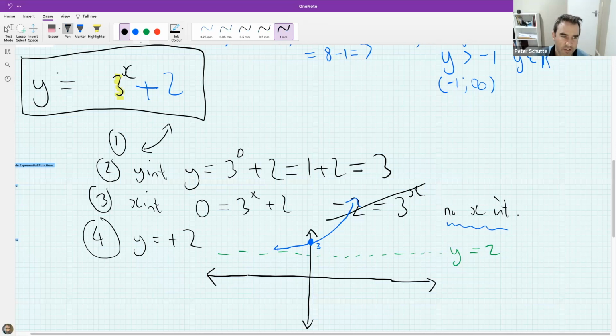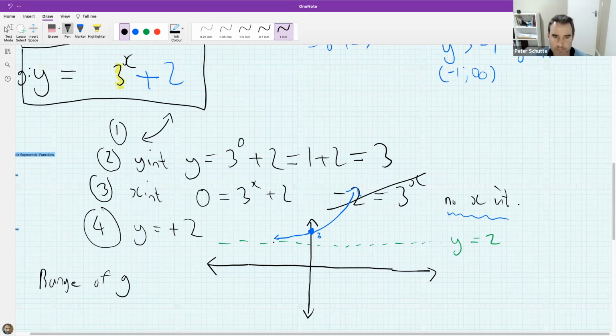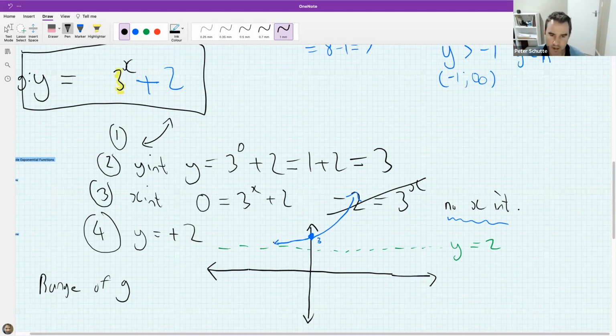I'm also going to give this function a name. I'm going to call it g. So g is the function y is equal to 3 to the x plus 2. Now, I want to ask the question in this case, what is the range of g? What do you think is the range of g, this function that I've just drawn? And ask yourself, the range deals with the y values. Which y values are allowed and which y values are not allowed, by thinking about it visually.